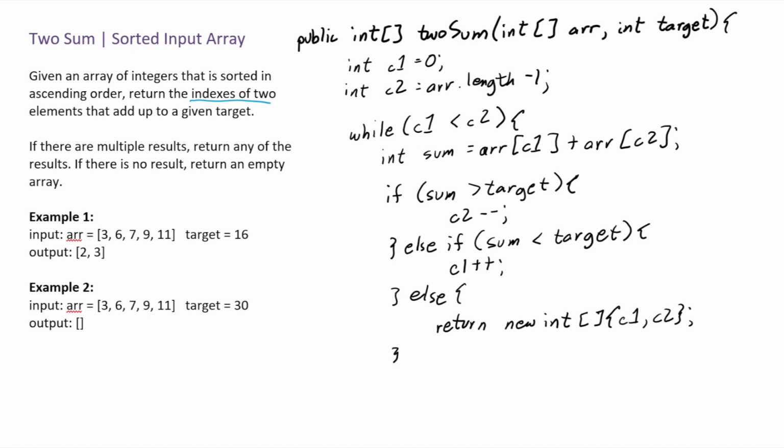And then finally, that's the end of the loop. If we have reached the end of the loop and we haven't found anything, our return will be the default of an empty array. Return new int, empty array.